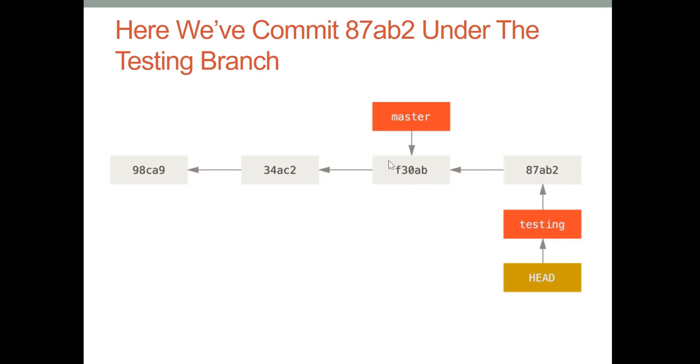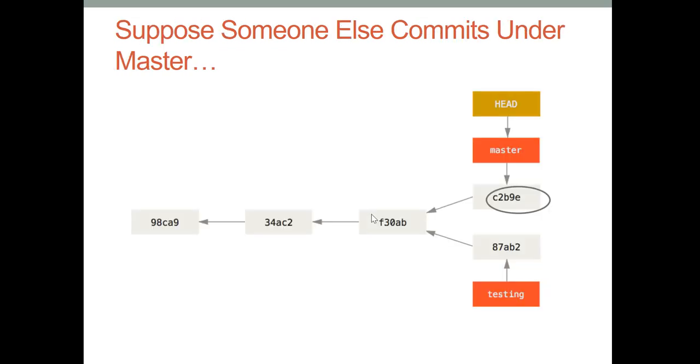Now, if somebody was not working on this testing branch, like say the bulk of your team, they're all working on master. If they were to check a change in, it would go this way off of master. So now we have 2 branching sets of code. So here is just what I said.